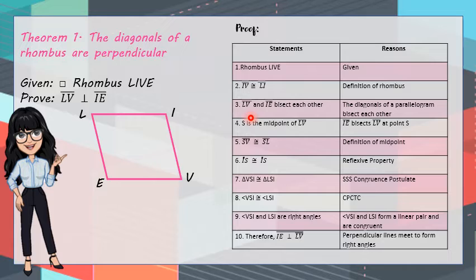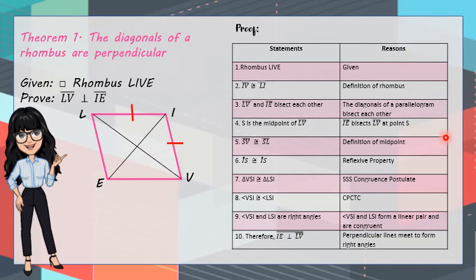Third statement, LV and IE bisect each other. So where is LV? This one is LV, and this one is IE. These are our diagonals. Okay, so we have here the tick mark. I'm so sorry, I was too fast for that one. So we have here LI is congruent to IV. Again, this tick mark symbolizes equality. So LI is congruent to IV, or IV is congruent to LI. So we need to put a tick mark here to denote that these two sides are actually congruent.